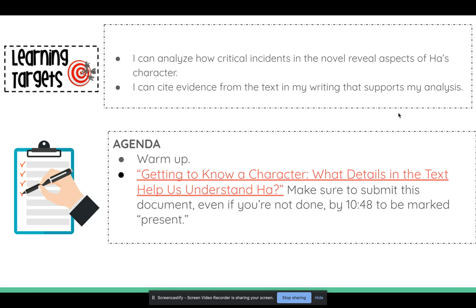All right, so here are your learning targets today. You should be able to analyze how critical incidents in the novel reveal aspects of Ha's character, and you should be able to cite evidence from the text in your writing that supports your analysis of that character.